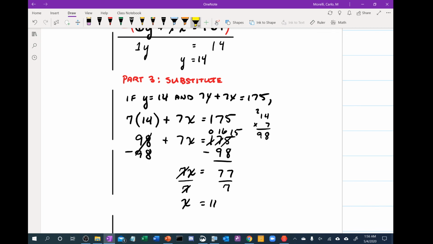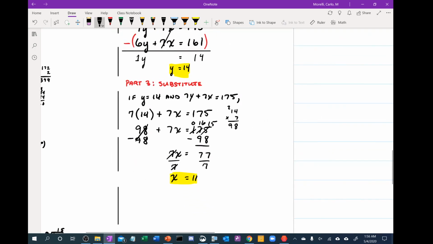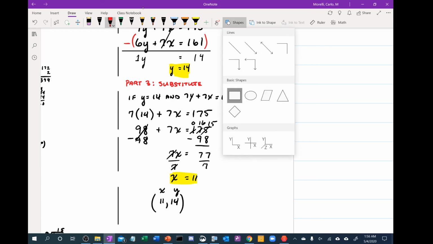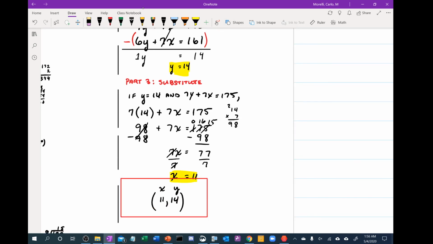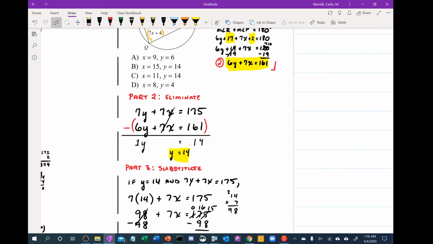So we have now y equals 14 and x equals 11. We do x comma y. So our answer, x comma y, the solution to this system of equations is 11 for x, comma 14 for y. Guess we don't need these brackets. We just have 11, comma 14, where the 11 is the x and the 14 is the y. Okay, so we'll put that in a red box. And let's go make sure that's one of our answer choices. X is 11, y is 14, corresponds to answer choice C.